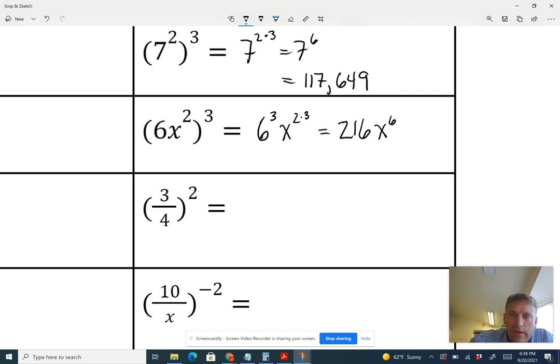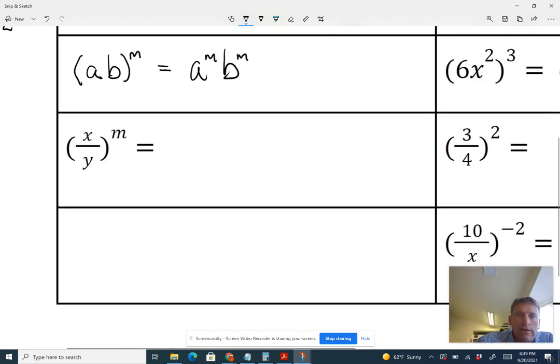Sometimes students want to keep multiplying that 6 by the 216. The 6 on this exponent, let me put a little color to that. This 6 applies only to the x, not to the 216. Okay? Keep that straight.